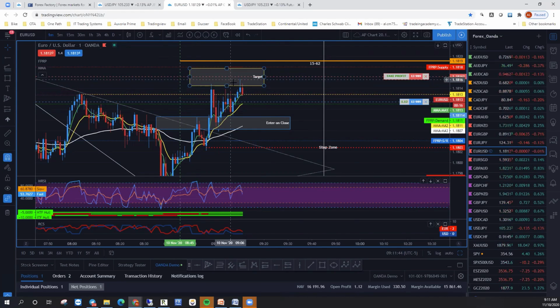This thing came right up in the middle of this box right here. It came right up to it, hasn't even come up to the fib line, and it's got rejected here. So be careful with this one.